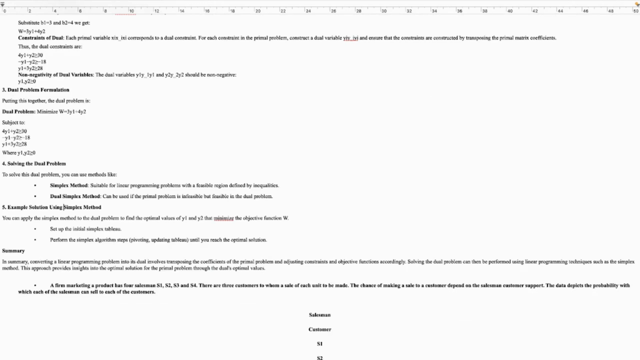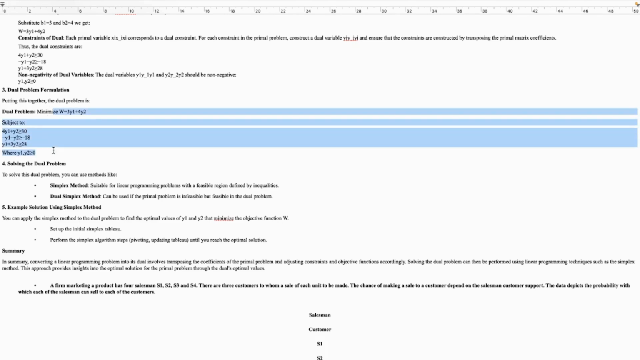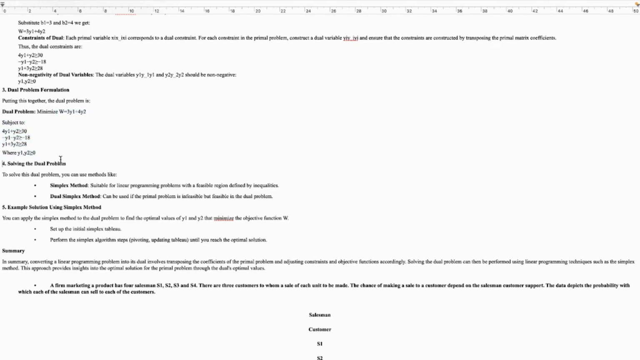Question number 3, dual problem formulation. And by this you can solve it. Question number 4, solving the dual problem.